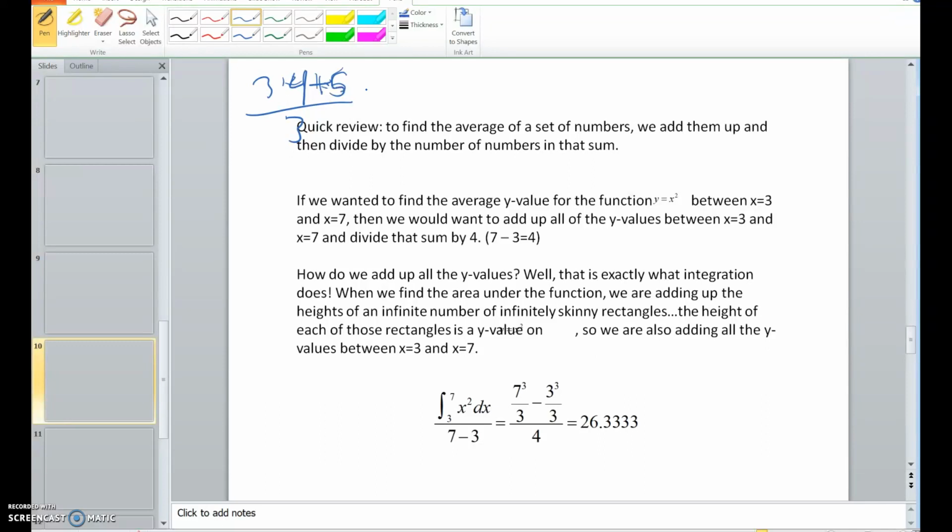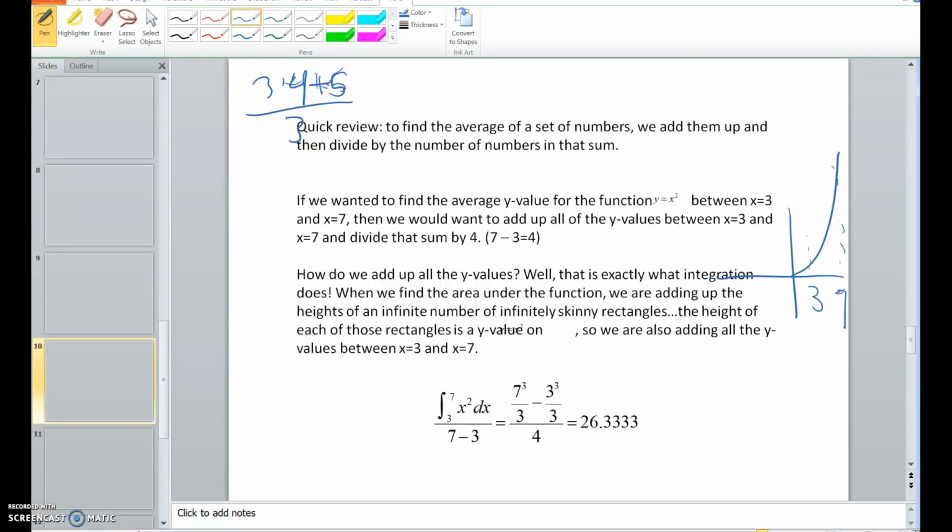Okay, so the question we are looking at now is if I am looking at a function on a certain interval, what is the average y value? In this example, we're talking about the function y equals x squared, so it's a parabola. What is the average y value for this function between x equals 3 and x equals 7? One of your first instincts might be, okay, I'll just plug in 3, and then I'll plug in 7, and I'll average those two y values.